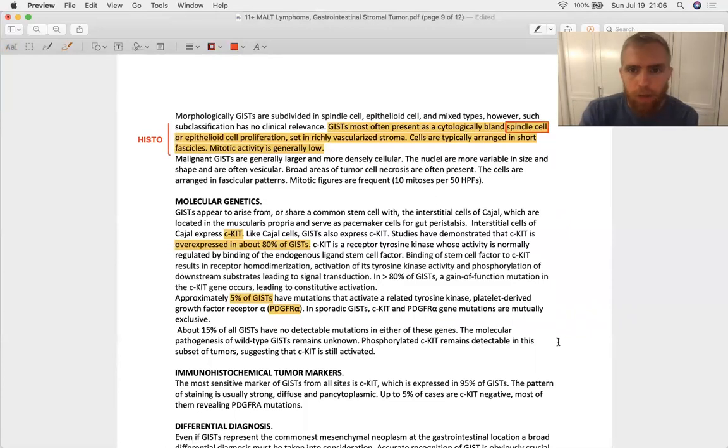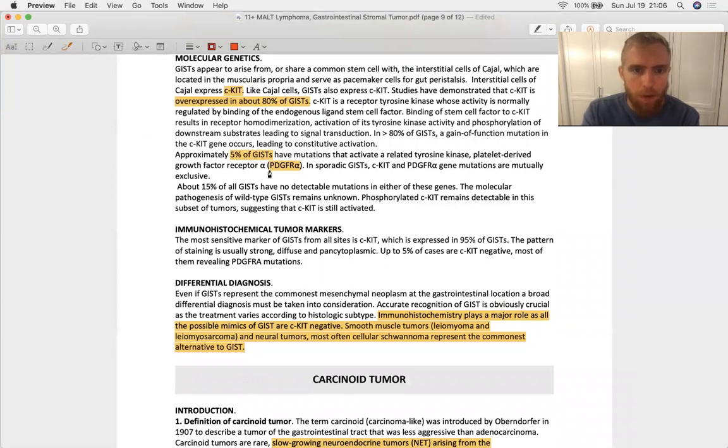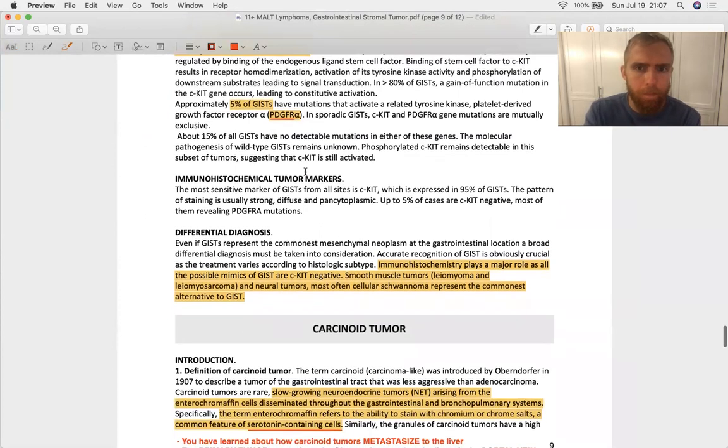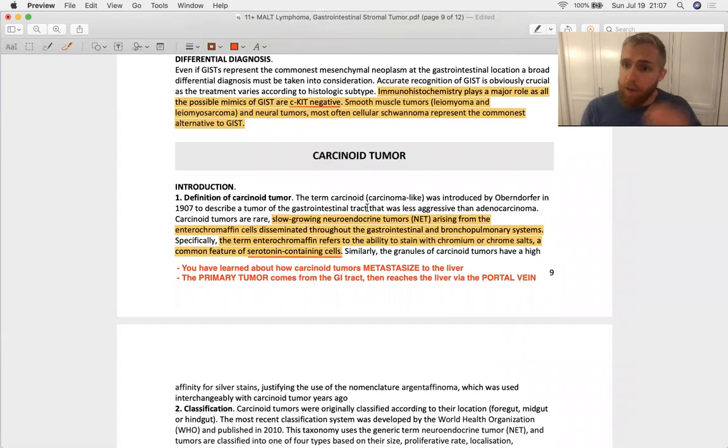And there it is with words: cytologically bland spindle cell or epithelioid tumor set in a richly vascularized stroma. C-kit positive. You might be able to stain it for platelet-derived growth factor receptor alpha. All the possible mimics of stromal tumors are C-kit negative. There we go, love it. And one more time, said it at the beginning, saying it again at the end, you might see leiomyoma. Hey, there's a lot of smooth muscle in the GI tract. It's for sure not going to be in the mucosal layer if you get a leiomyoma or leiomyosarcoma.